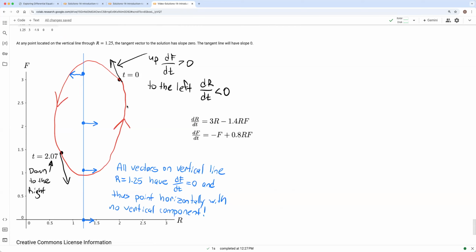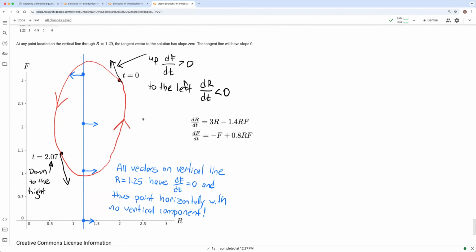Okay, so we'll explore what's special about that line r equals 1.25 in some more detail together in class. This is a wrap on that worksheet.